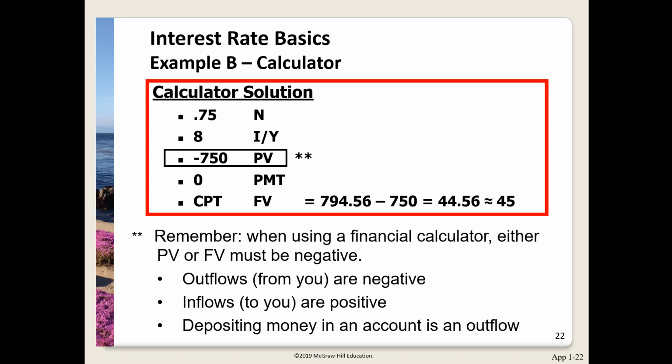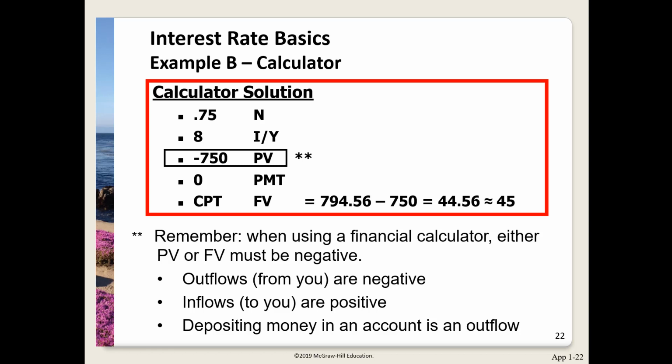There's an important difference between using a formula and using a financial calculator or Excel: the sign convention. In Excel and in your calculator, either the present value or the future value must be negative. In this case, you invested $750 at time 0, so that's an outflow from you. It's negative.